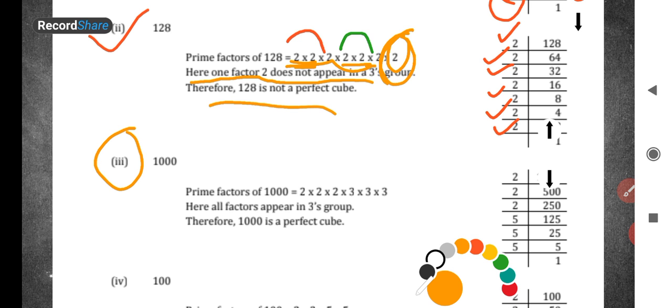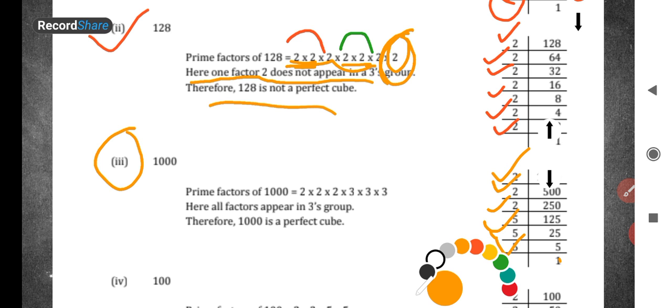Now 4000 is given, isn't it? If you find the factors of 4000, first it will go with 2, 2000 times. Again it will go with 2, 1000, then again it is divisible by 2, 500, then 250, then 125 times. Now 125 is not divisible by 2, so it is divisible by 5. How many times? 25 times. Again 25 is divisible by 5, 5 times. Now 5 is divisible by 5, 1 time.